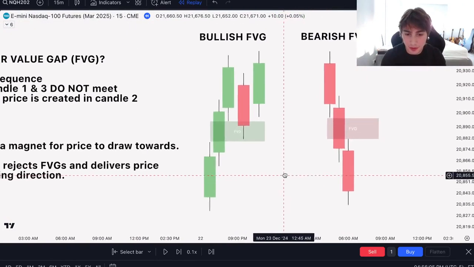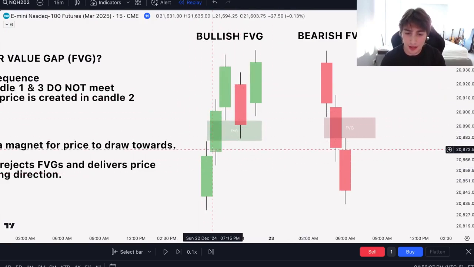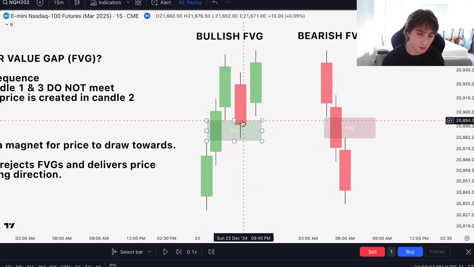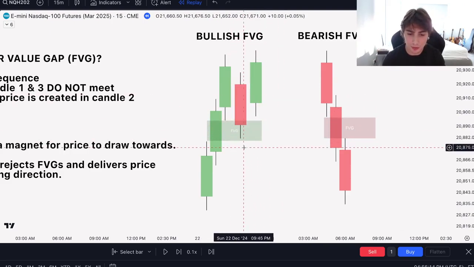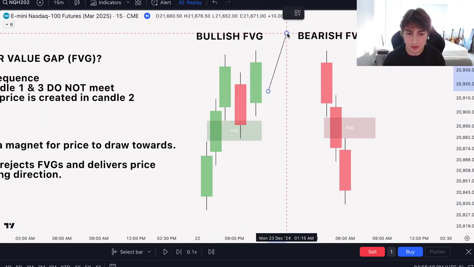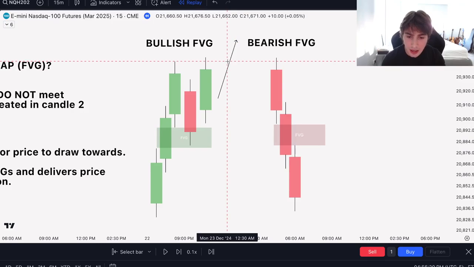Well, if we look at this, for example, we see here, okay, price trades up, we create a fair value gap right here, price trades into that fair value gap, clearly respects it, through bodies, through wicks, it's being respected. And you're assuming, okay, well, if this fair value gap is being respected, we're just going to keep running higher, right? Of course.